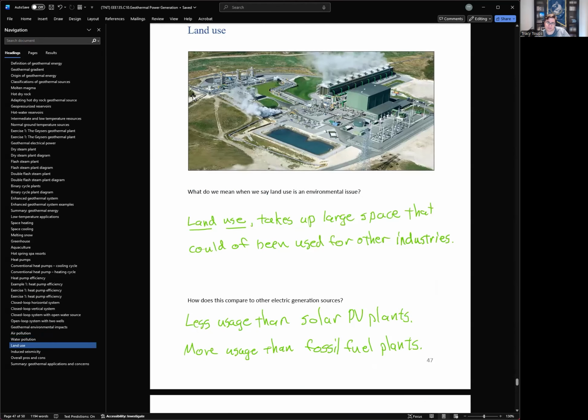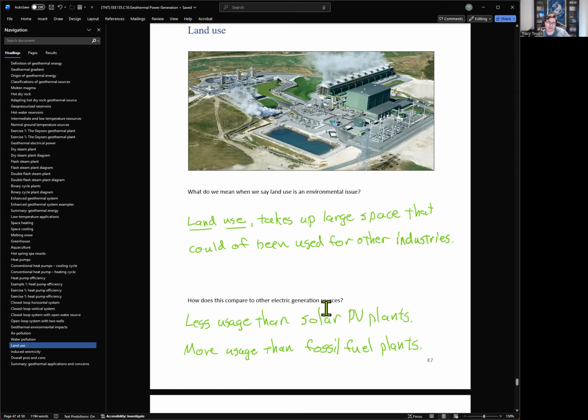Next is land use. Geothermal sites like this are pretty big. That's a lot of area that could be used for something else. So what do we mean when we say land use is an environmental concern? This land use takes up a lot of space. It could be used for other industries like farming, raising cows, even other plants, or even neighborhoods. Okay, so you always ask yourself, if this land is in the middle of nowhere and nothing's nearby, sure, there's not an issue. But would you build a geothermal site in downtown LA? Probably not, because it's not worth it. See, that's where the land use comes in. The question of it.